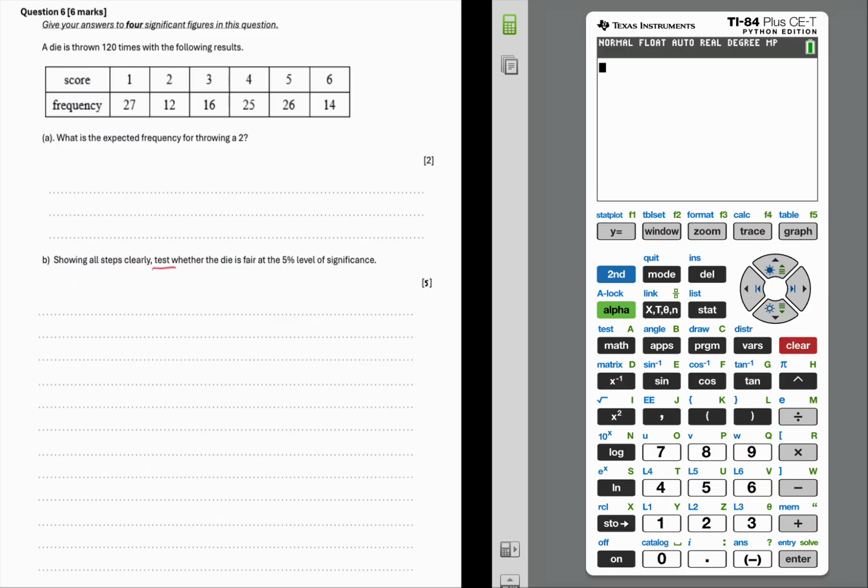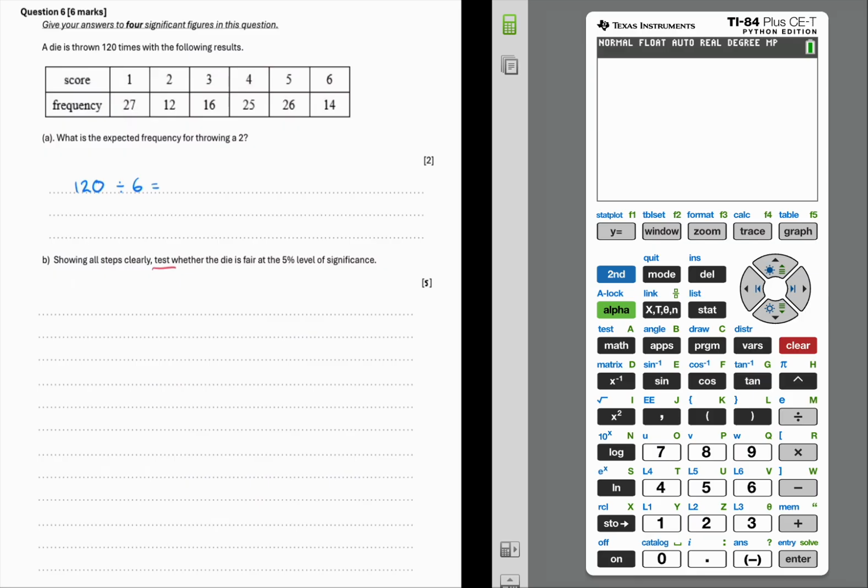So for this question, a dice is thrown 120 times and the results have been recorded. These are the answers from 1 to 6 that we could have got on the dice, and the results were 27 number 1s, 12 number 2s, 16 number 3s, and so on. What is the expected frequency of throwing a 2? Well, if we threw it 120 times, it would just be 120 divided by the 6 times that I threw it. So we would imagine an equal number each time.